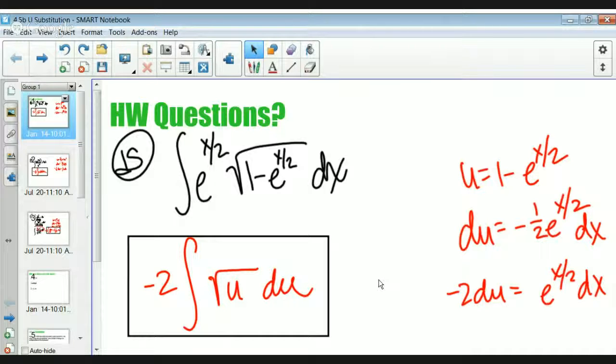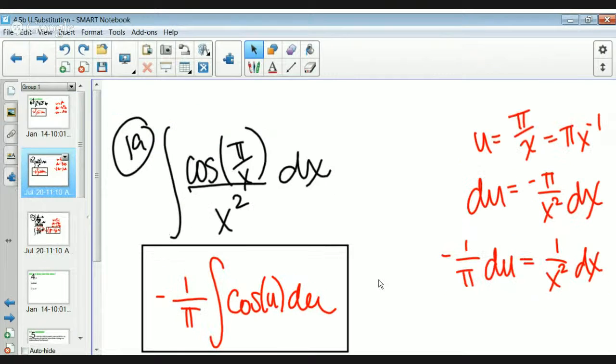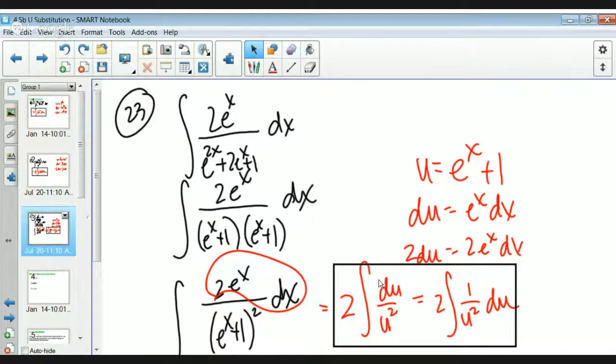So I do have a few homework questions worked out for you. These are some questions I got last year. If you'd like to see these worked out, just pause the screen and you can look at the full solutions here. I have number 15 from your pattern recognition worksheet, number 19, and also number 23. If you'd like to see any of those worked out, just rewind and pause the video where you'd like to see the solutions.